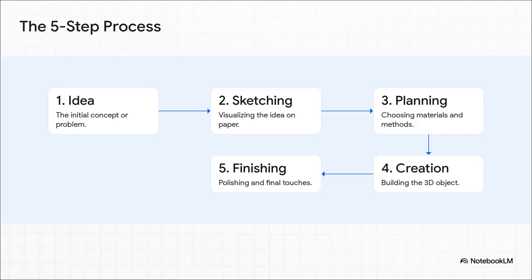It all kicks off with that little spark, the idea. Then you've got to get it out of your head and onto paper, which is sketching. From there, it's all about planning. What materials, what tools are you going to use? Then comes the main event, creation, the actual building part. And you can't forget the last step, finishing, all those little polishes and final touches that make it perfect. Sticking to these steps in this order, that's how you turn a creative mess into something amazing.